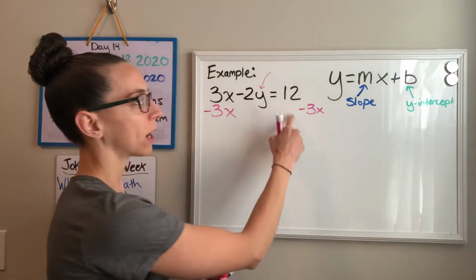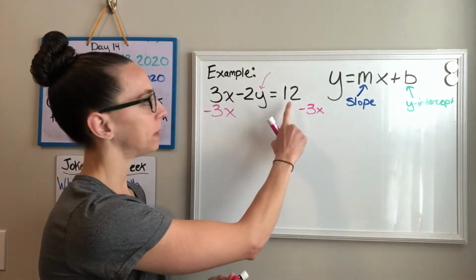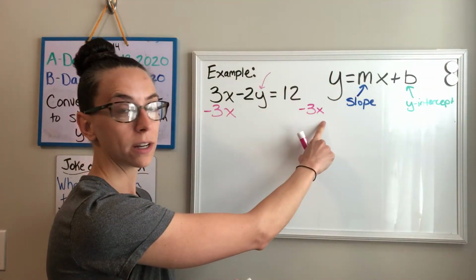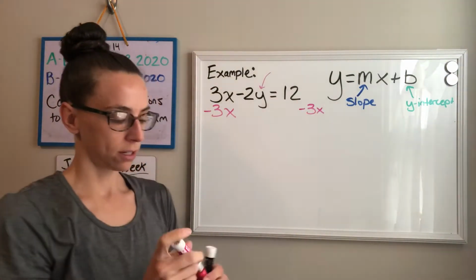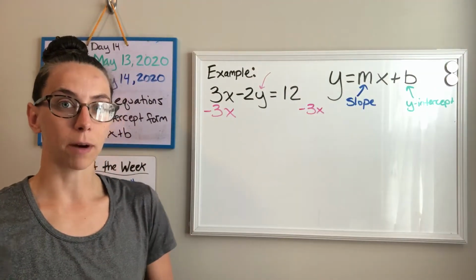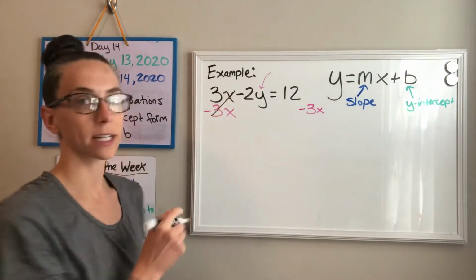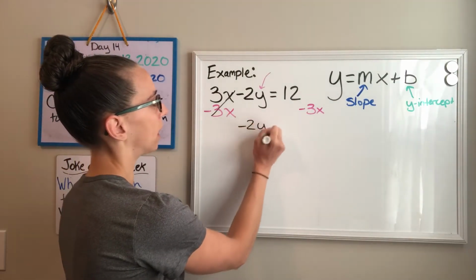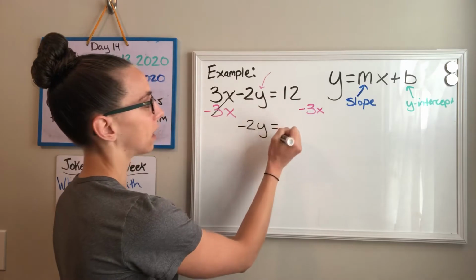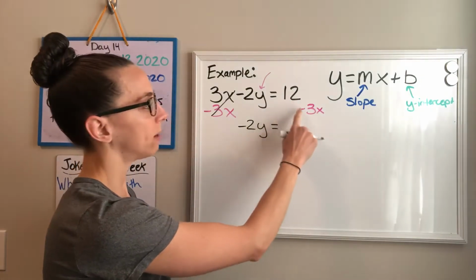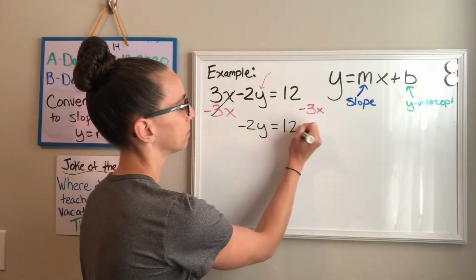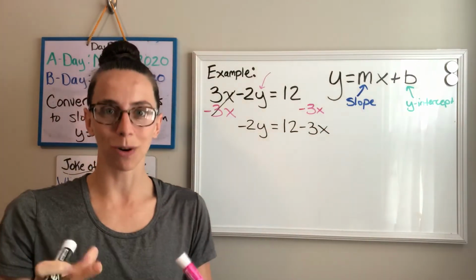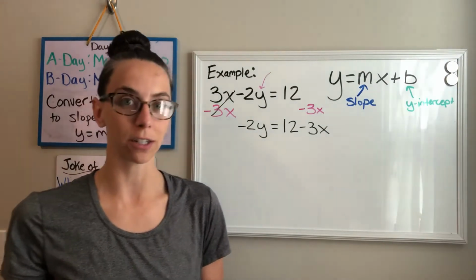It is not directly under 12. And that's because 12 is a constant and 3 has an x next to it. So these are not like terms. So when I go to take care of my arithmetic, 3x minus 3x is 0. And I need to bring down negative 2y. I bring down my equal sign. And then I have the expression 12 minus 3x. I can't subtract those. They're going to stay 12 minus 3x because those are not like terms.